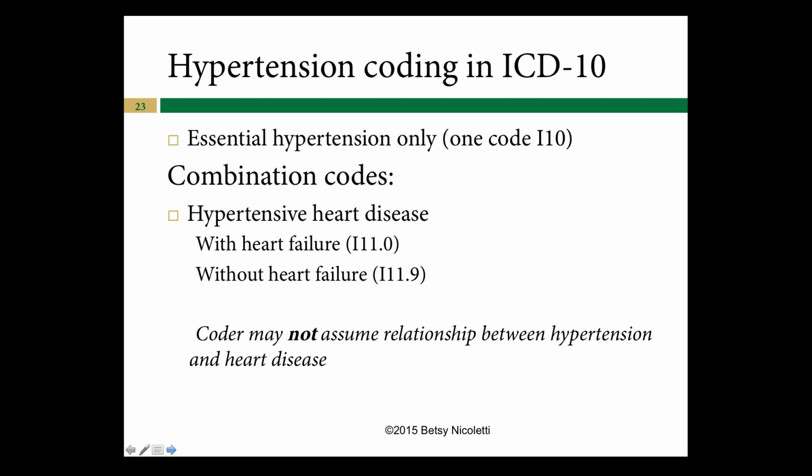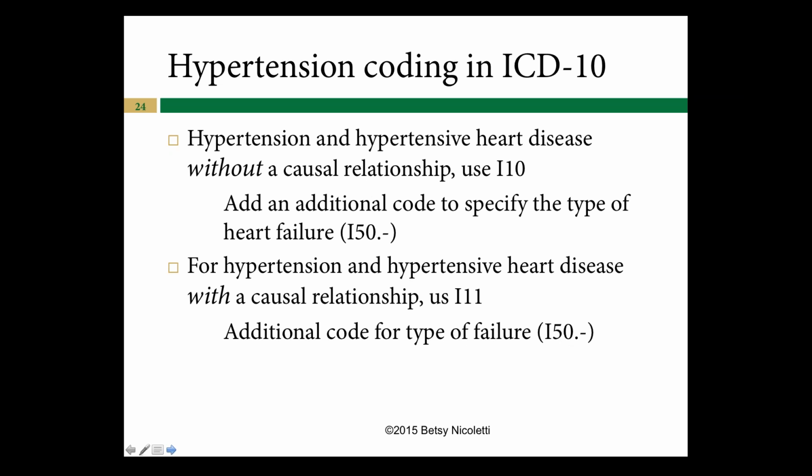So if you have a patient who, when you look at what the physician says, has hypertensive heart disease and hypertension, then you should query the physician if they're using either I10 or the 401 codes about whether there's a relationship between them. And then, of course, we have the distinction of with heart failure or without heart failure. Now, it's not going to surprise you that if the patient has heart failure, we're going to add an additional code to specify the type of heart failure.